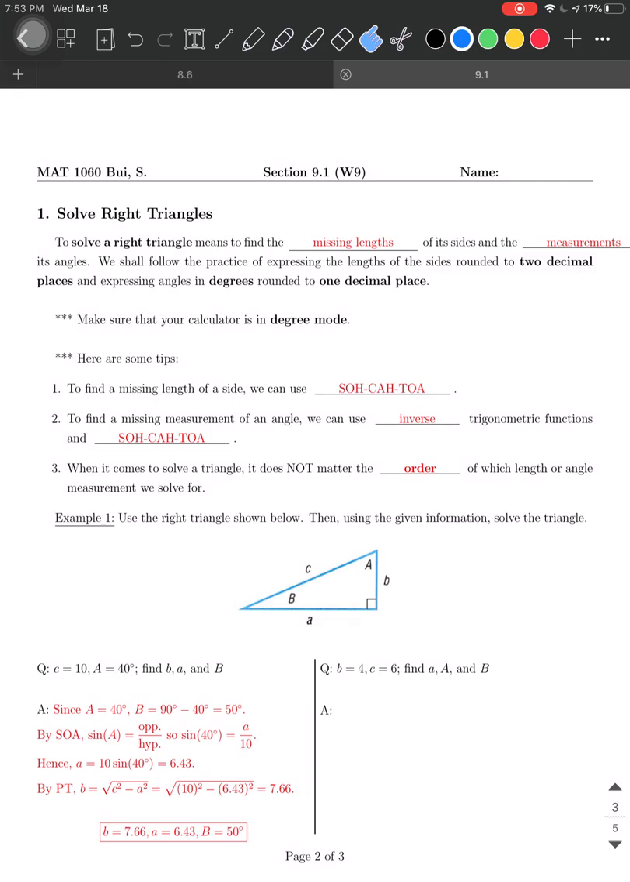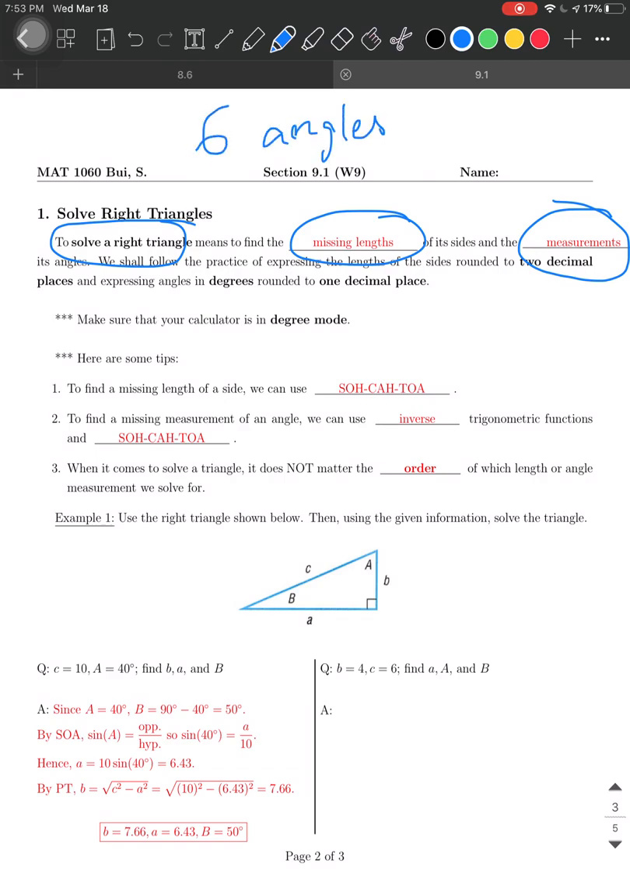So as I was saying earlier, to solve a right triangle, it means that you have to find all the missing lengths and all the missing measurements. So technically, you should expect 6 answers in this type of problem. If I'm asking you to solve for any triangle, I'm expecting to see 6 answers, okay? Even if one of your angles or one of your sides is already given by the problem, you have to include it in your conclusion also, okay? I mixed up in here when I put the word 6 angles. I meant 6 answers.